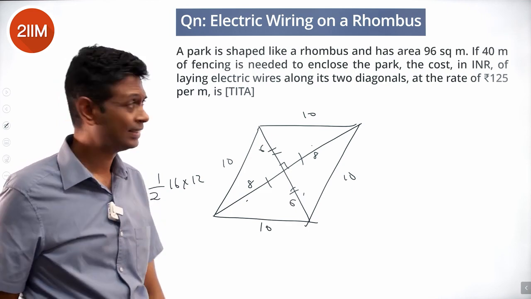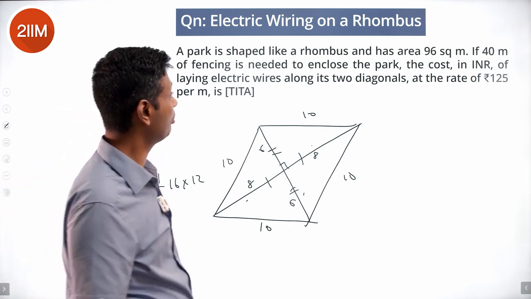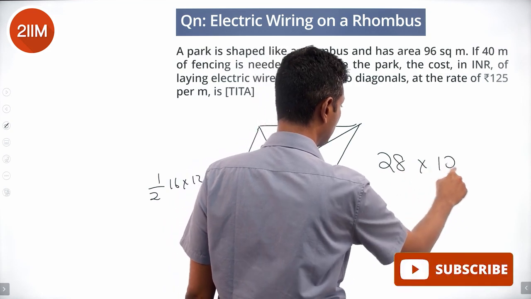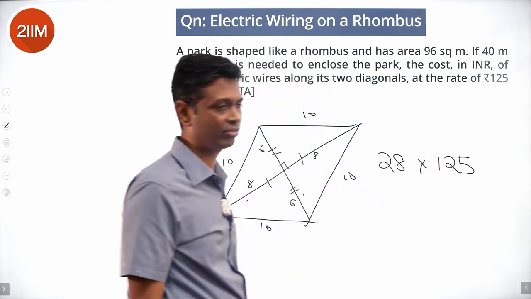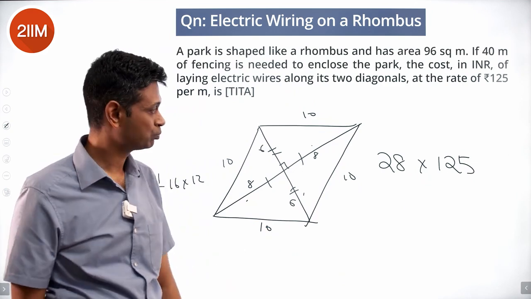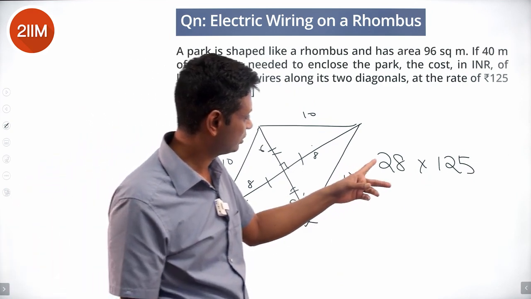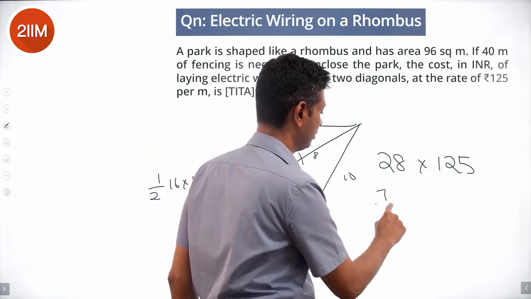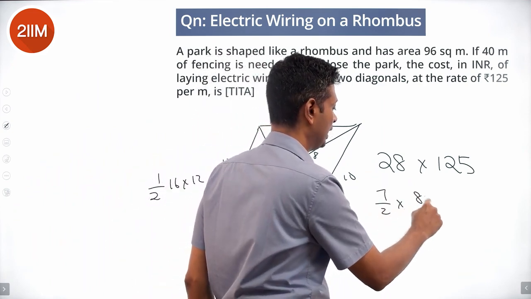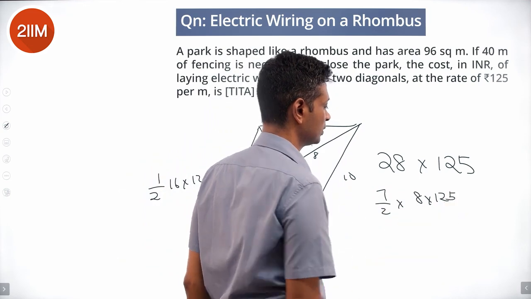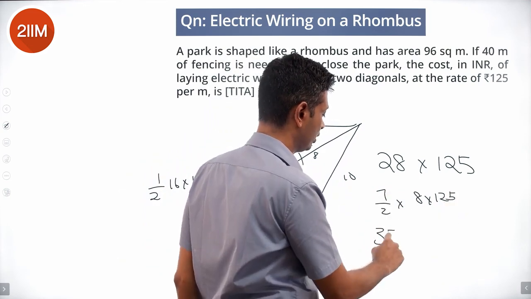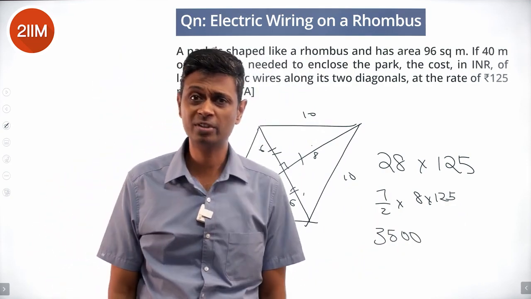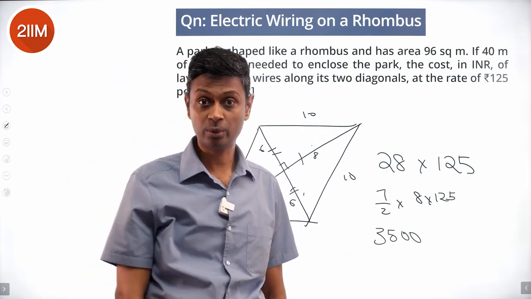is 28. So along a 28 meter diagonal, we are plugging in 125 rupee per meter fence, 28 meters into 125. So this is 7 into 4 into 125, 7 into 500, or 7 by 2 into 8 into 125. This is 1000, this is 3.5, 3500 is the total cost. Rupees 3500, nice simple juicy question. Reward for powering through the other tougher question.